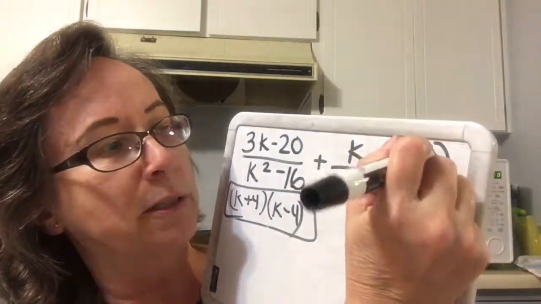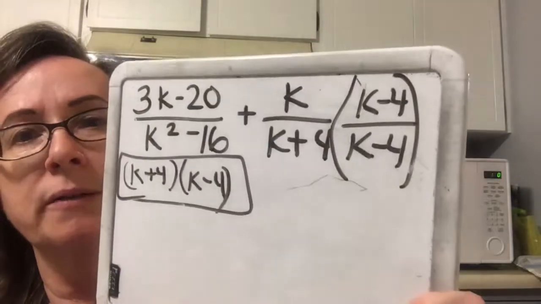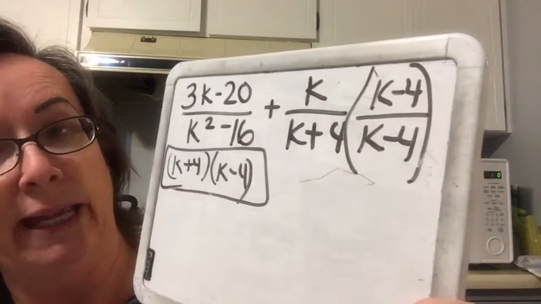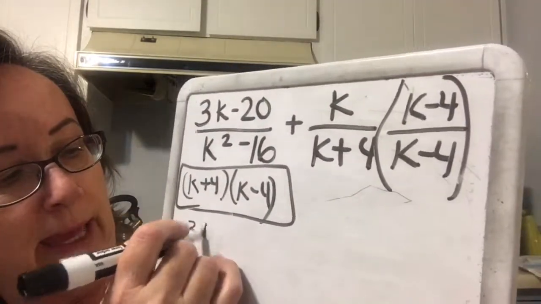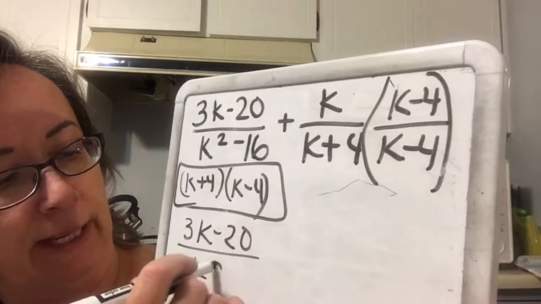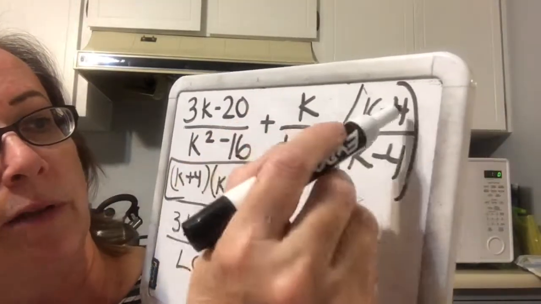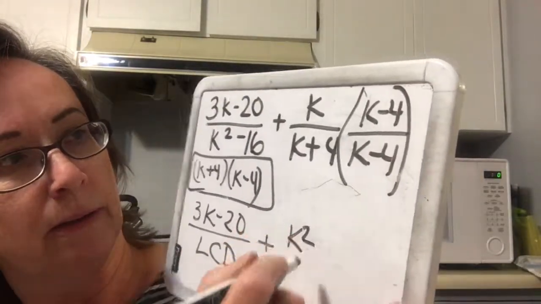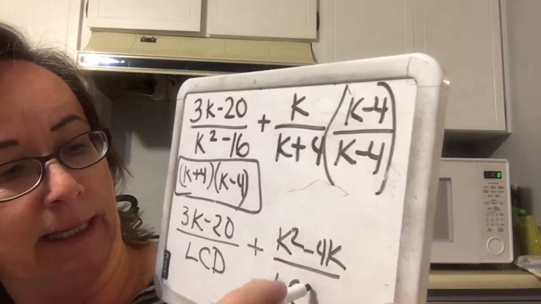but I always multiply by 1. K minus 4 over k minus 4. So now when I rewrite my rational expressions, I've got a 3k minus 20, because nothing happened to that one. And I'm just going to write LCD because I'm a little bit lazy. And then I'm going to distribute here and get a k squared minus 4k over the LCD.